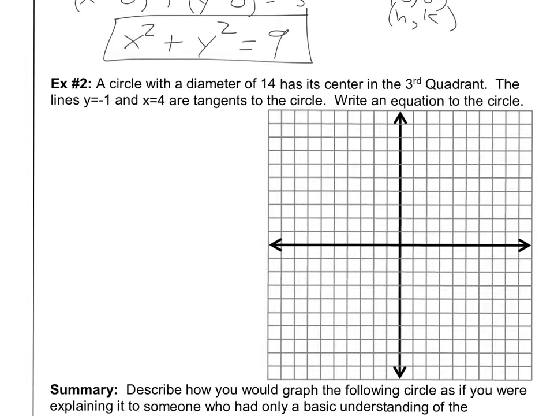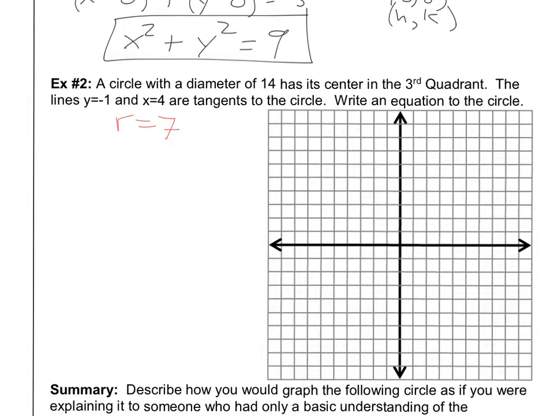It says a circle with a diameter of 14 has its center in the 3rd quadrant. Let's review what that means, 3rd quadrant. We kind of go counterclockwise here. This is the 1st, 2nd, 3rd. So we know that the center is somewhere over here, and it has a diameter of 14. Let's go ahead and just mark. What does that mean? That means that it has a radius of 7.